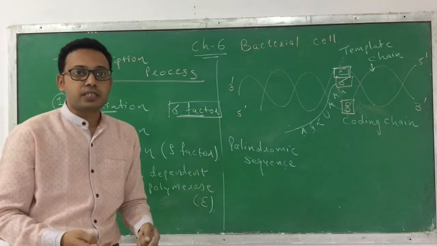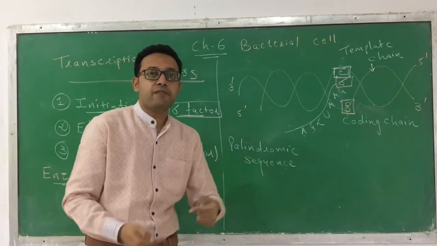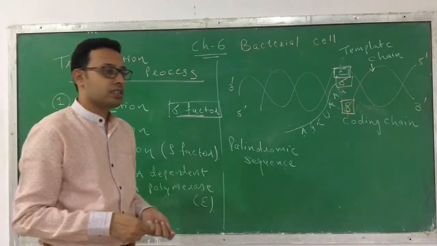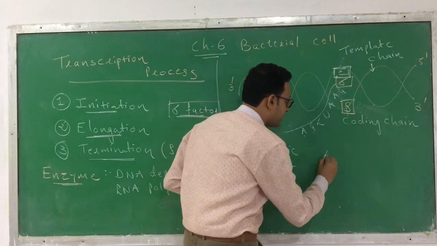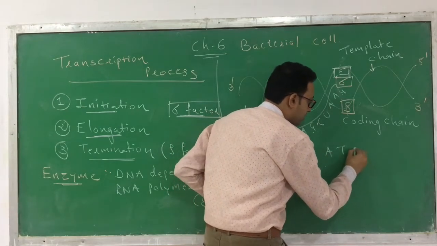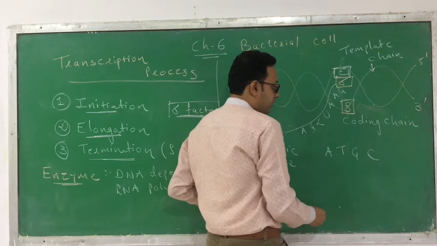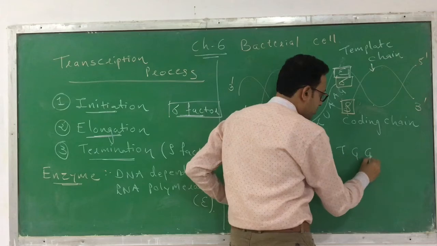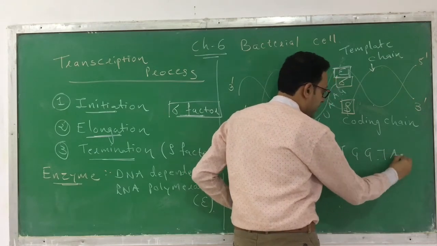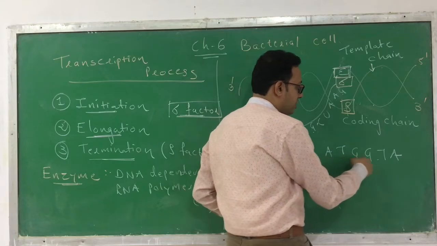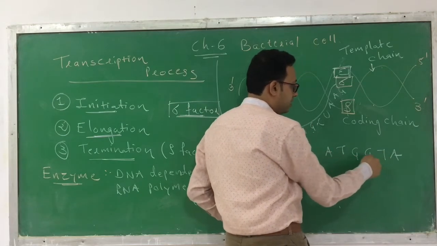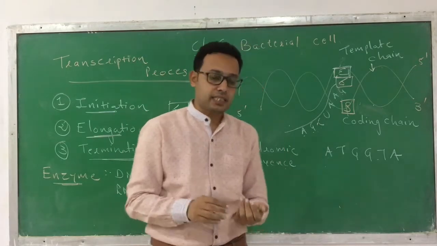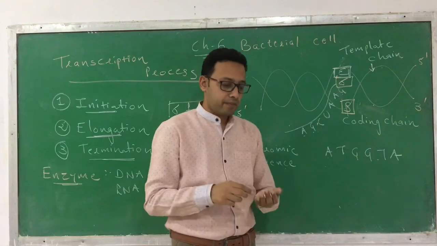The palindromic sequences, that means sequences that can be read the same from backward and forward, are called palindromic sequences. Okay, like for an example, if I say A, T, G, C. Okay, clear? So not this, A, T, G, G, T, A. So if you read in this direction A, T, G, G, T, A, same A, T, G, G, T, A. These are called palindromic sequences. This is just for an example.